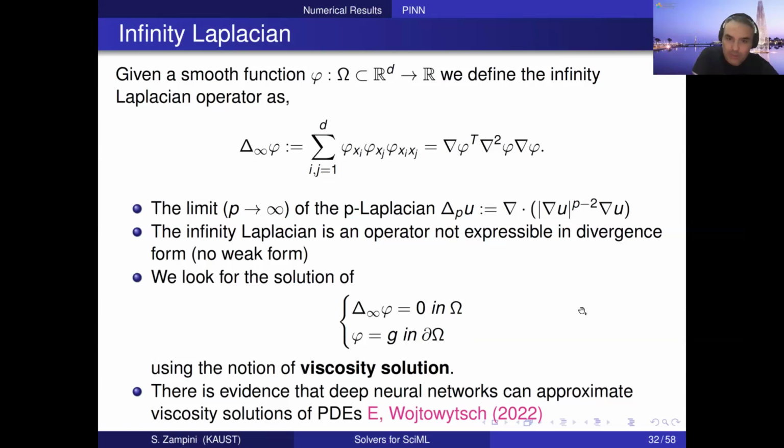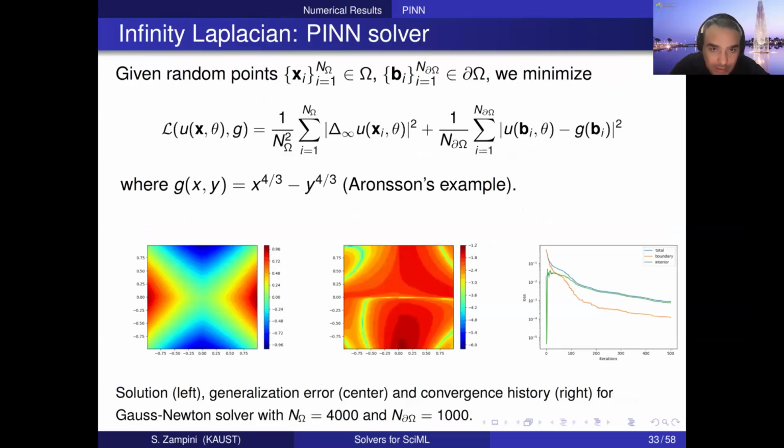There is evidence that the solution is known in terms of viscosity solutions, and work by Wee and Wojtowicz says that deep neural networks can approximate viscosity solutions of PDEs. So why not use PINNs? And actually, you can use PINNs. We didn't spend much time on that because getting the balance of boundary loss and internal loss is difficult sometimes, but we tried many different solvers. The only one that worked was the Gauss-Newton solver, where here you see the convergence history.